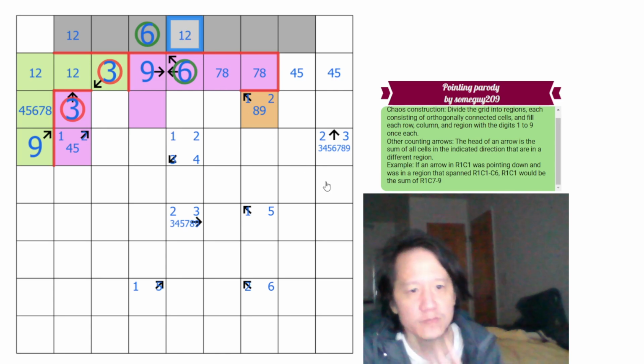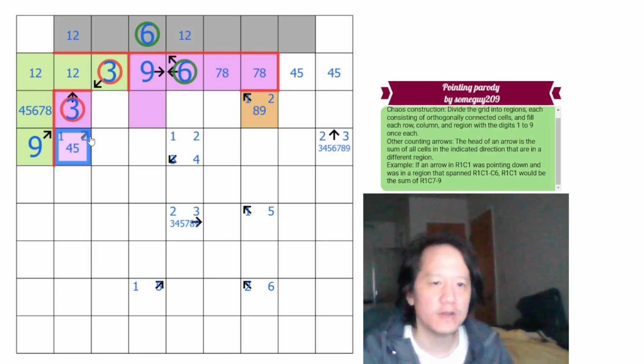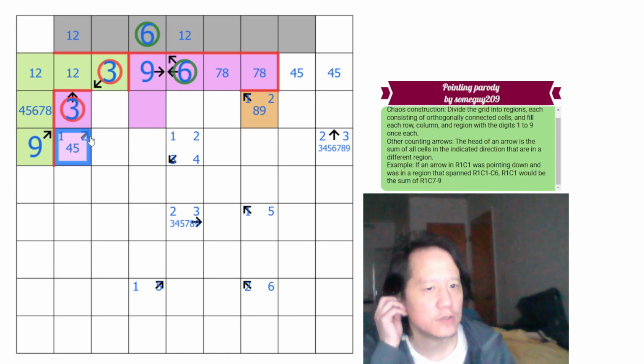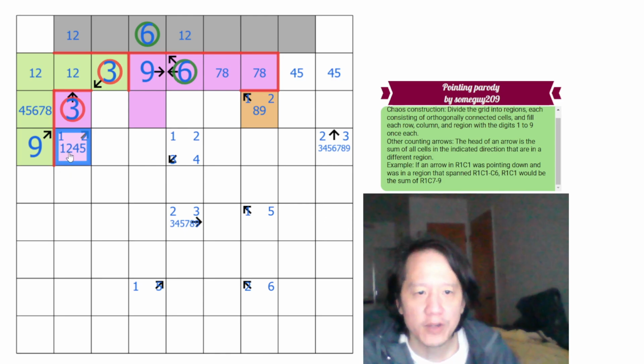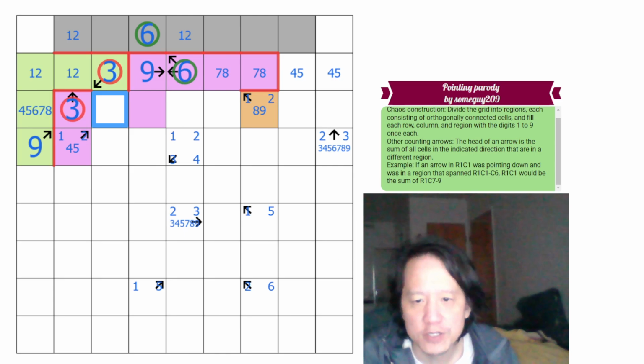Interesting. So this cannot be 1 or 2. Actually, it could be 1 or 2. Huh. Oh, it can't be 1 or 2, because of this 1 or 2. Therefore, it cannot be 1 or 2. That means this is not part of the region. The only region it can be part of must be green. Therefore, it's this way.